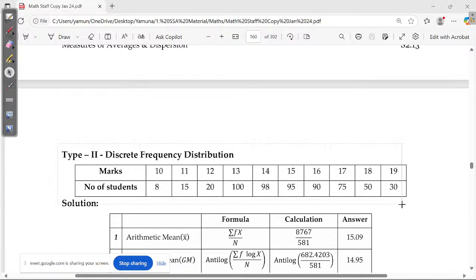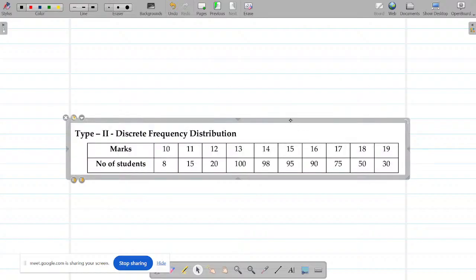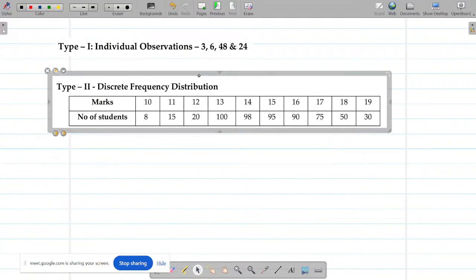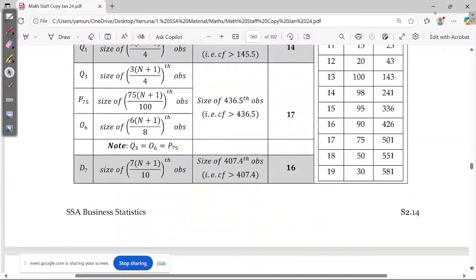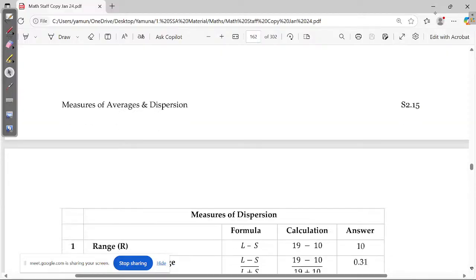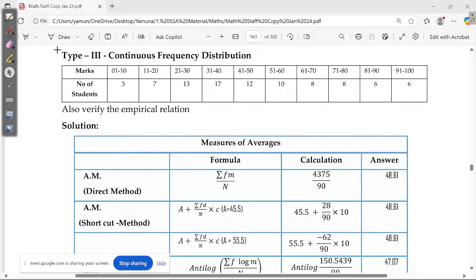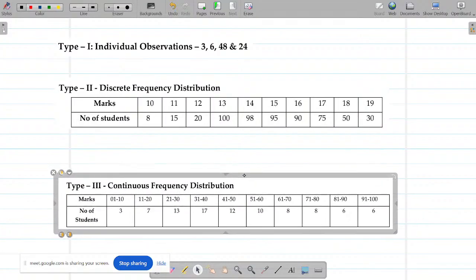This identification of the problem is the very first thing you have to know. Then only you'll understand the formula. Okay, this is the type 2 problem. Now the page number for the type 3 problem. Can you find the heading as continuous frequency distribution? In this problem, you will get class intervals. Okay, this is the type 3 problem.